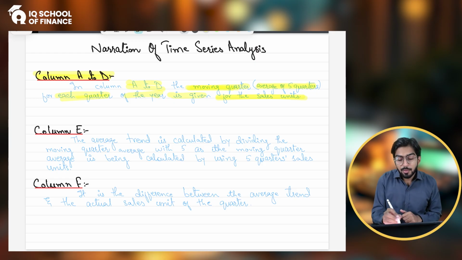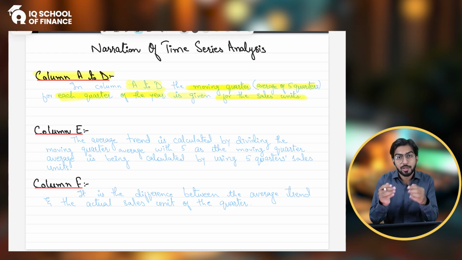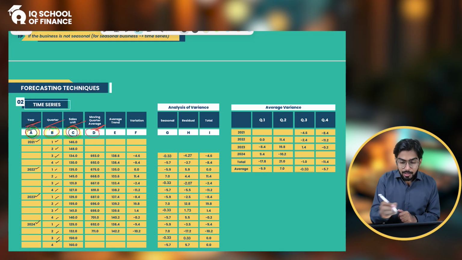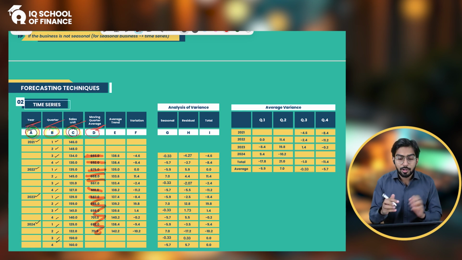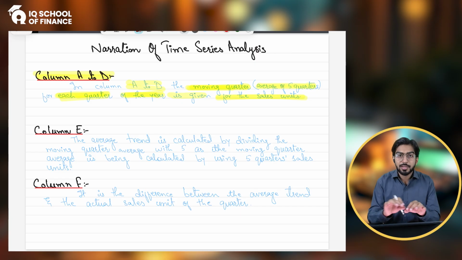So the moving quarter average of each quarter of the year. The moving quarter average was not calculated for only one quarter, it was calculated for all the quarters. Let me show you once again. See here, let me highlight it. This quarter, this, and all the quarters, the moving quarter average is calculated. So you just mention simply that in column A to D, the moving quarter averages for all the quarters of the year are calculated. So far so good, so easy.